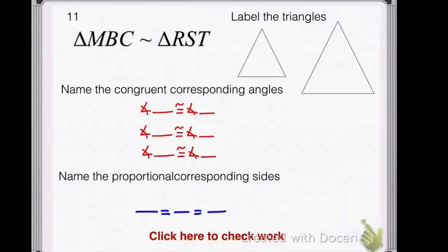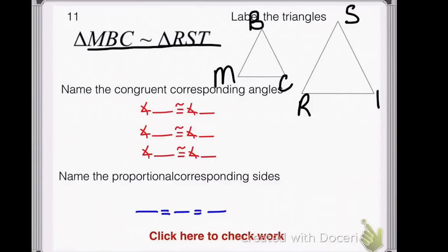On this one, I need to label my triangles. So if I label my triangles using the statement here, I would have M, B, C, and R, S, T. And you want to name the congruent corresponding angles. You can use the statement or the picture. Name the proportional corresponding sides. Again, you can use the picture or you can use the statement.